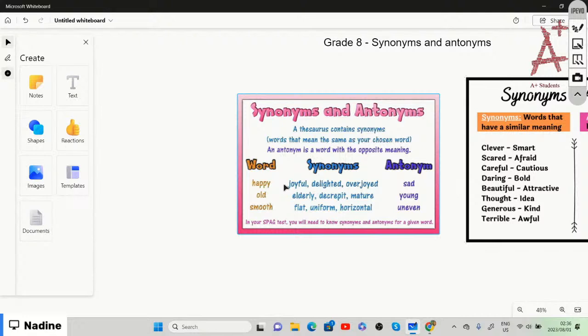Then we have old. The word that is the same or similar in meaning, a synonym, is elderly. You can say old people, or we can say the elderly, decrepit, or matured. I think they prefer elderly and matured. And the opposite of old, elderly, matured, we can say is young. And then we have smooth as a word. The synonym of smooth is flat, uniform, horizontal.